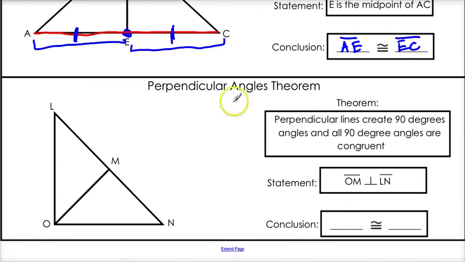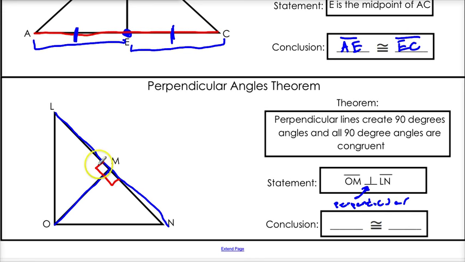And your final one is the perpendicular angle theorem. Perpendicular lines create 90-degree angles. You might remember this from the first unit. And all 90-degree angles are congruent. That's the key here. So let's look at this statement. OM, which is this line right here, is perpendicular, you might remember that this is the perpendicular symbol, to LN. These two are perpendicular. So when you draw perpendicular lines, you have to draw these right angles. So there's a right angle here and here. It creates those right angles.